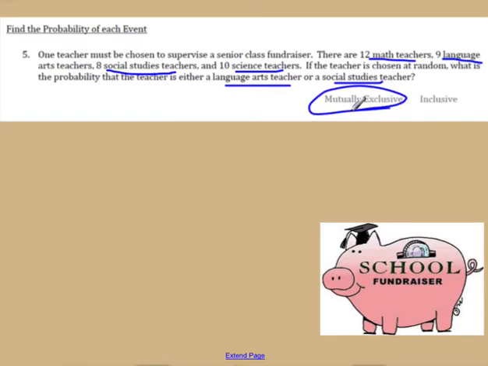So here's how we're going to calculate that mutually exclusive probability. What we're going to do first is calculate the probability that it is a language arts teacher. So let's count how many total teachers we have.